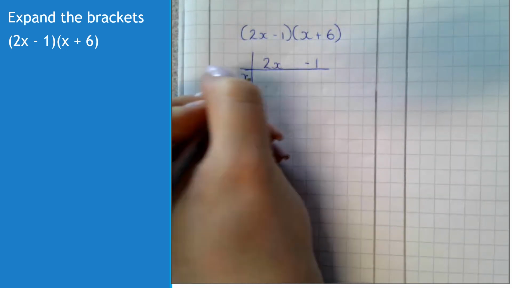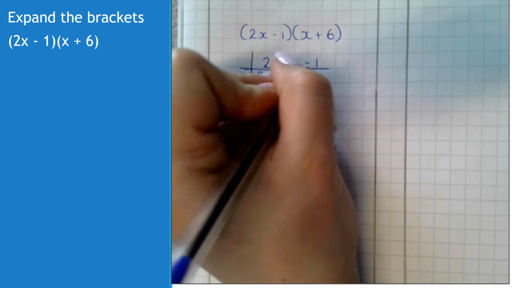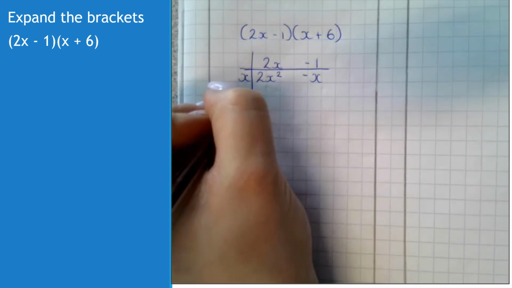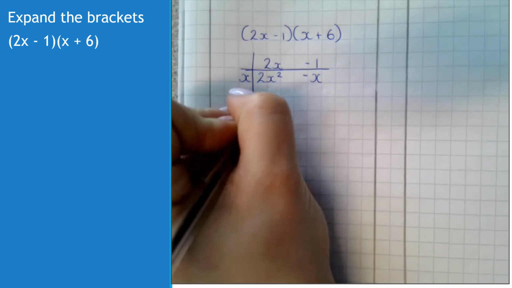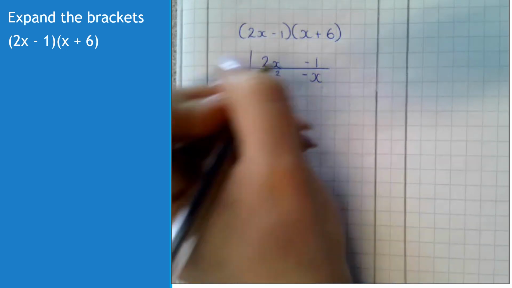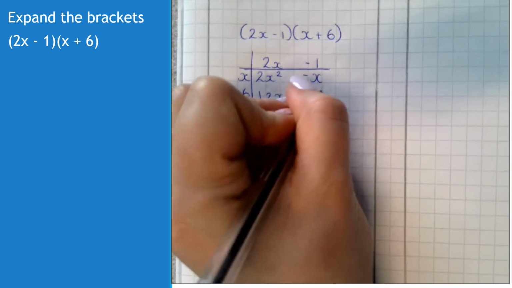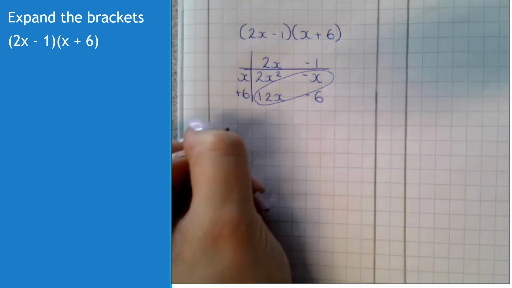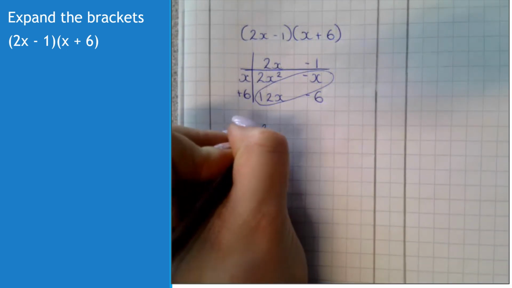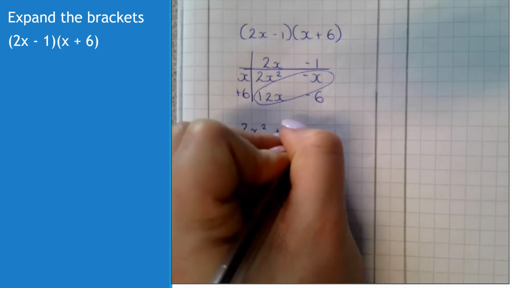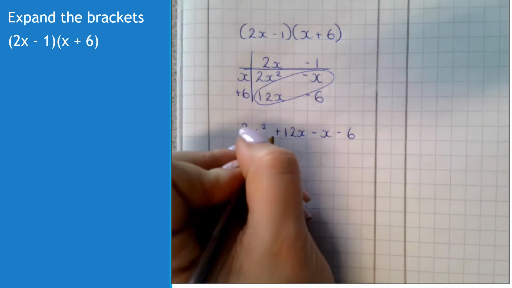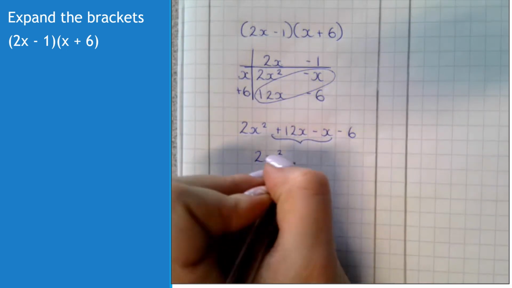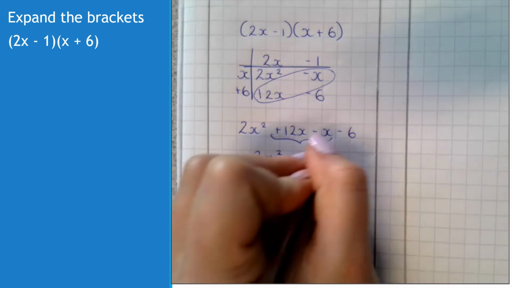So 2x multiplied by x is 2x squared, minus 1 multiplied by x, -x, 2x multiplied by 6, so 6 multiplied by 2 is 12, and then multiply all of that by x, and then -1 multiplied by 6, which is -6. And again, your diagonal terms will be the ones that you can collect your like terms on. So we've got 2x squared, add 12x, minus x, minus 6, and then these are the ones that we can simplify with. So 2x squared, 12x minus x is 11x, and then minus 6.